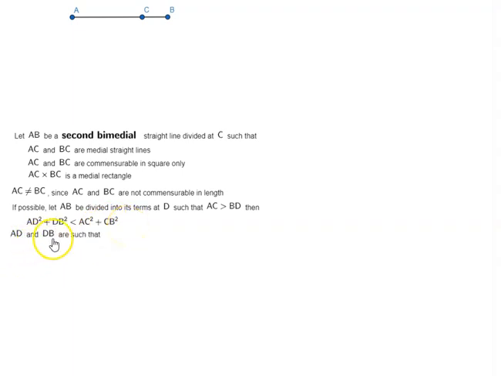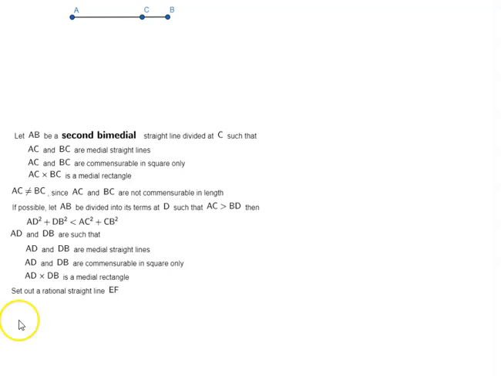Here, AD and BD are such that they will have the same properties as AC and BC. That is, AD and DB are medial straight lines. They are commensurable in square only. And AD by DB is a medial rectangle.